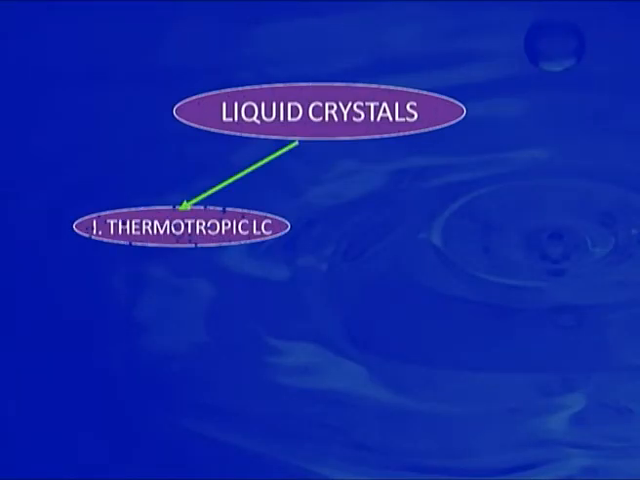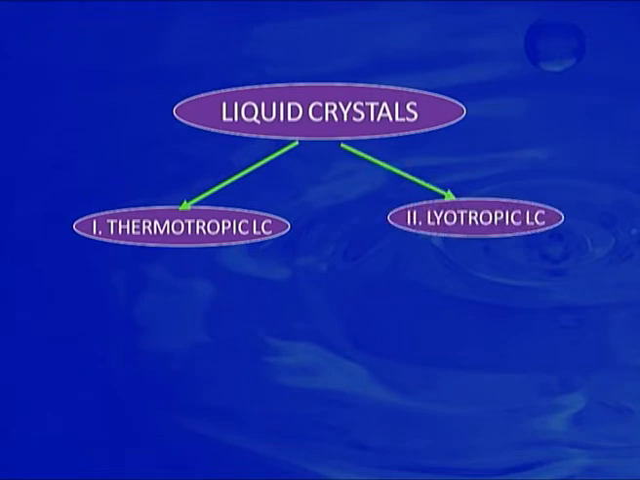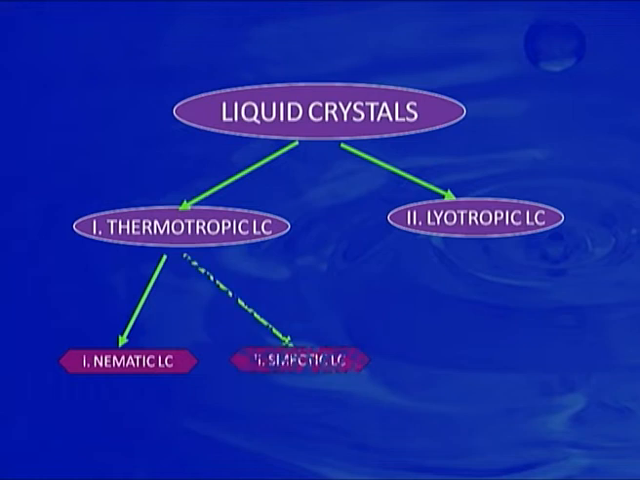Now come to the classification of liquid crystals. How can we classify liquid crystals? Liquid crystals can be classified into two groups: thermotropic liquid crystals and lyotropic liquid crystals. Thermotropic liquid crystals are further divided into three groups: nematic liquid crystals, smectic liquid crystals and cholesteric liquid crystals.